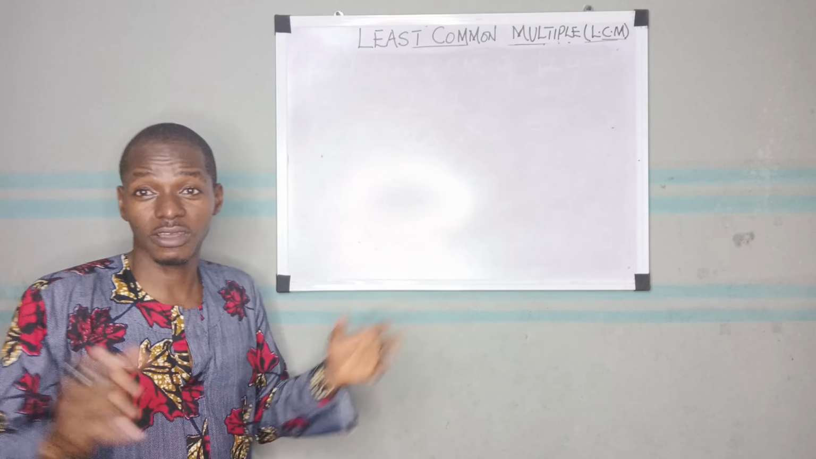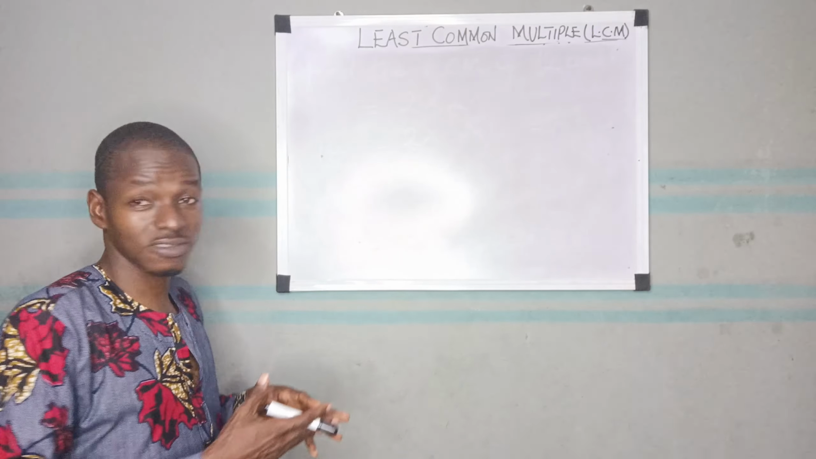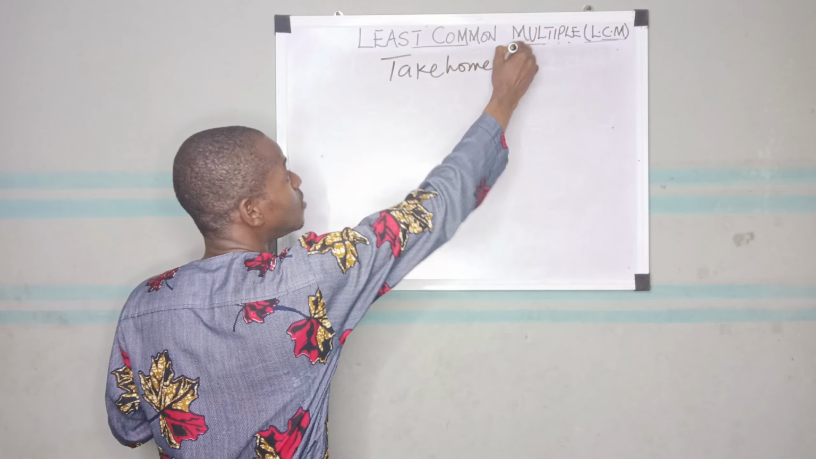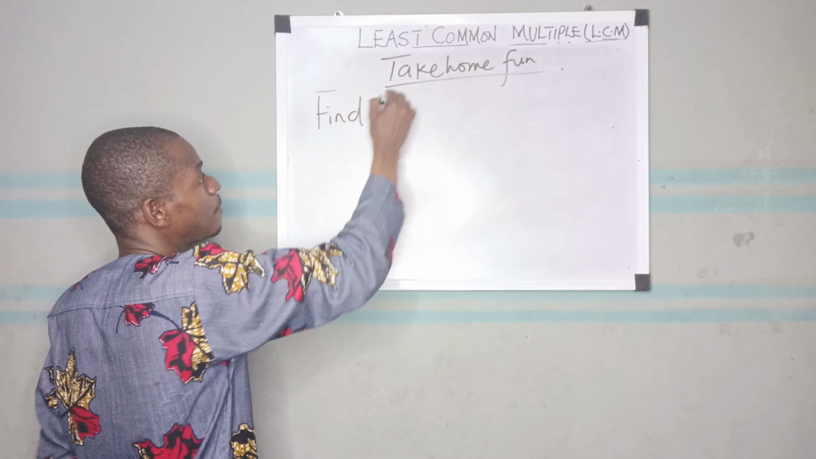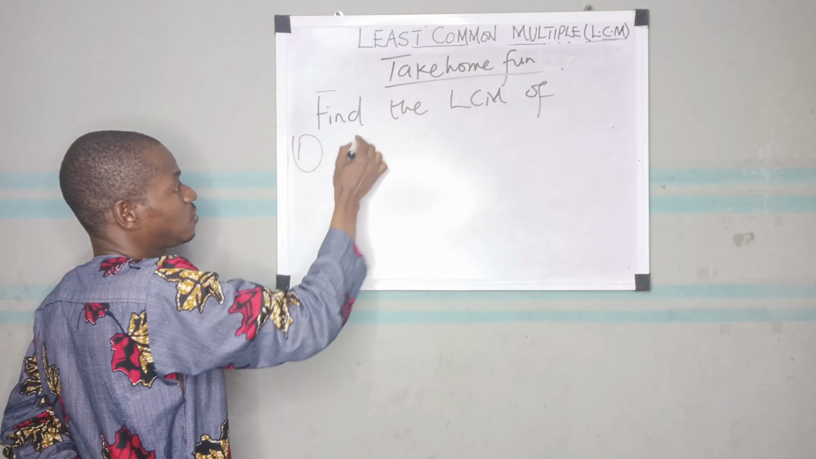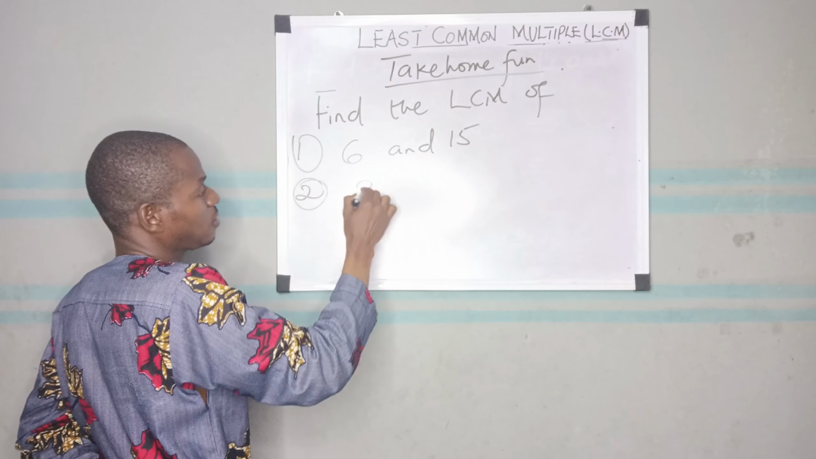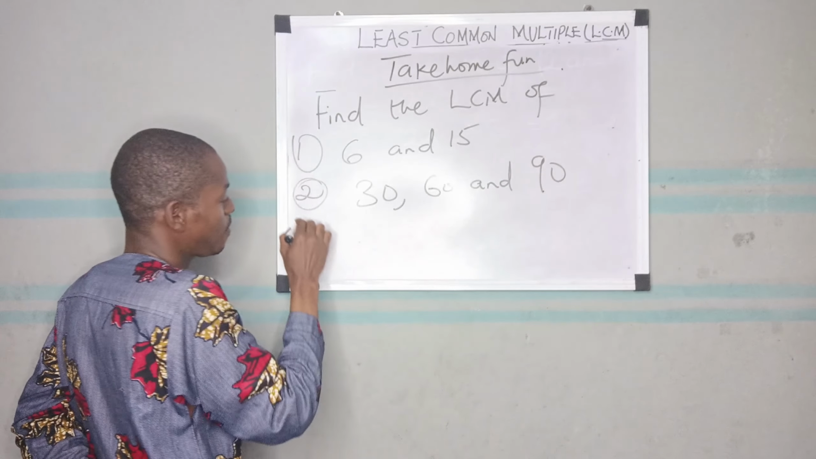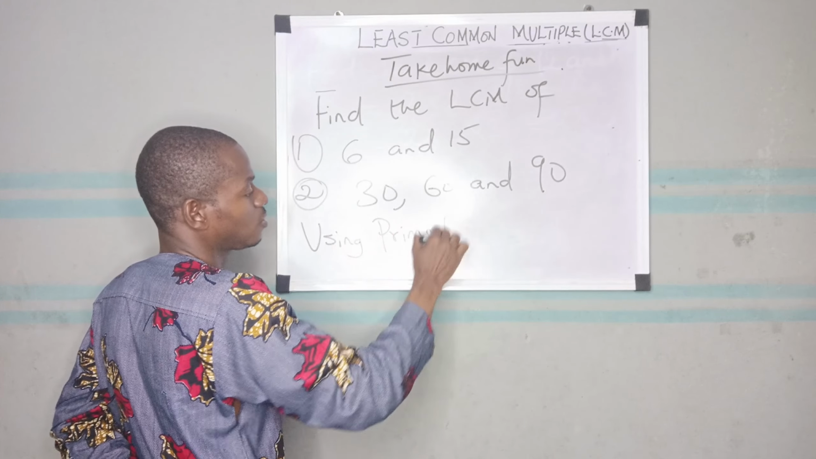Okay, I hope you have enjoyed today's class. Before we go, let's take our usual take-home fun. You can practice it at your leisure time. Find the LCM of the first one, 6 and 15. The second one, 30, 60, and 90. Remember, use the prime factorization method.